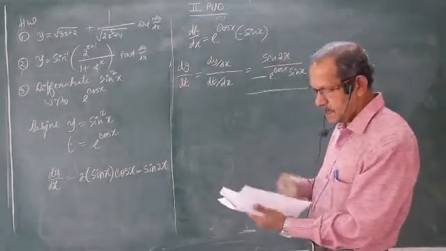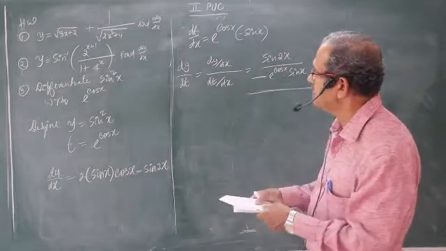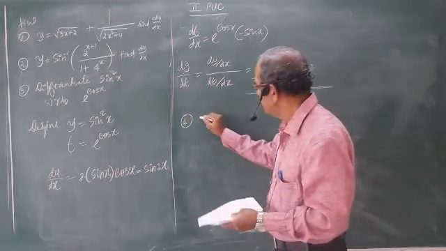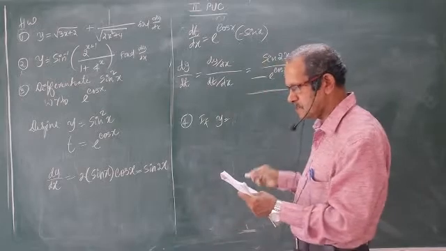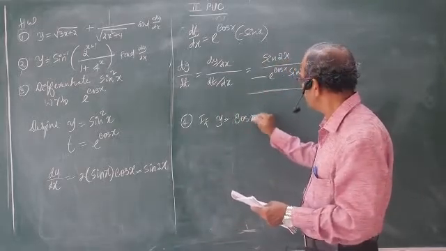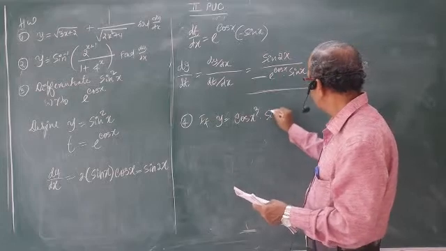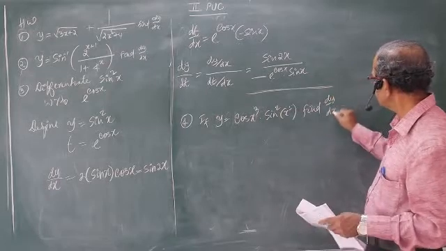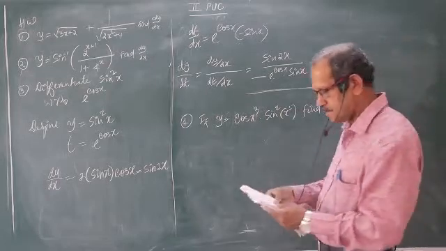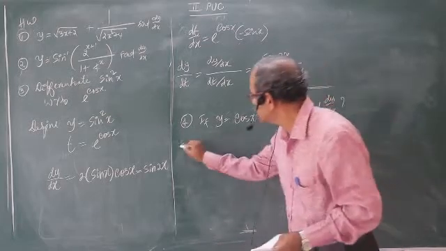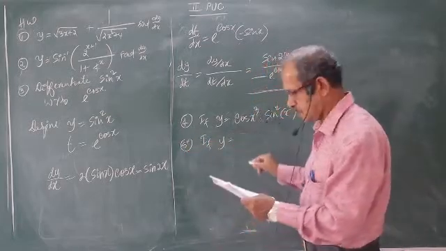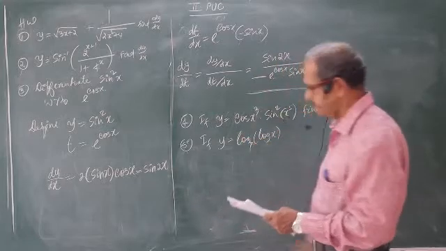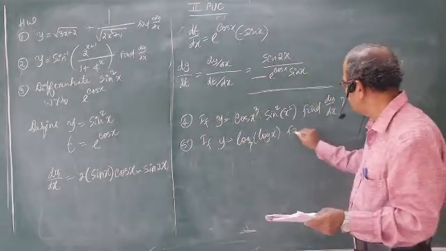There are some more problems in the collection. You can try at home. 1, 2, 3 over, no? 4th homework. If y equals cos x cube into sin square x to the power 5, try yourself, find dy by dx. If y equals log of log x with base 7, find dy by dx.